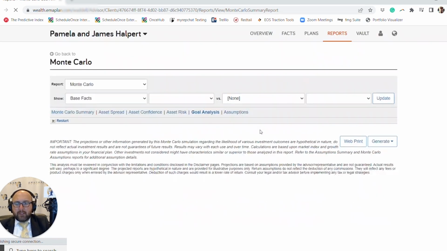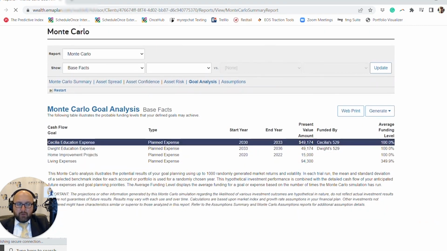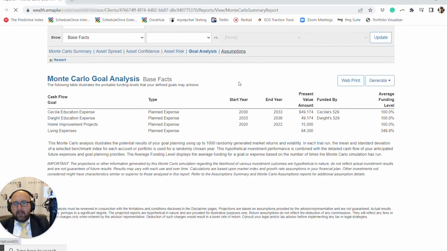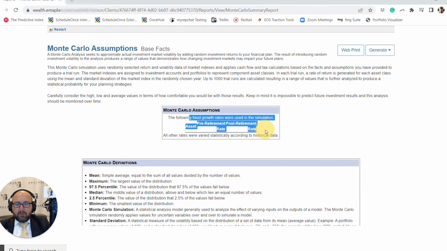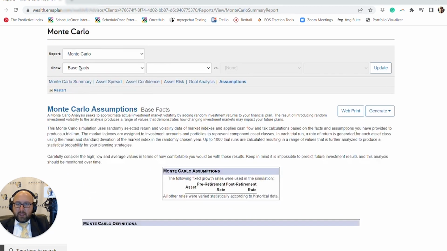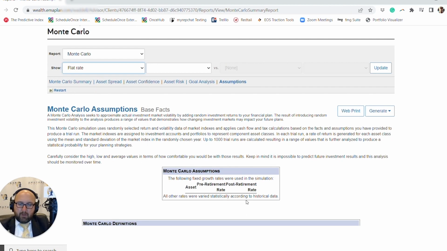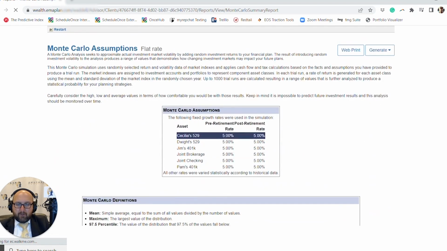Goals analysis breaks down each individual goal of the plan. So you can see right here the individual goals that they have, the percentage of funding level, and assumptions. This one right here, this report, a lot of times people say, Greg, there's something missing here. Well, that's because we don't have any fixed rate of returns in here. If I were to change this to my flat rate plan, which has a bunch of flat rates in here, you're going to see all of a sudden that box gets filled up.